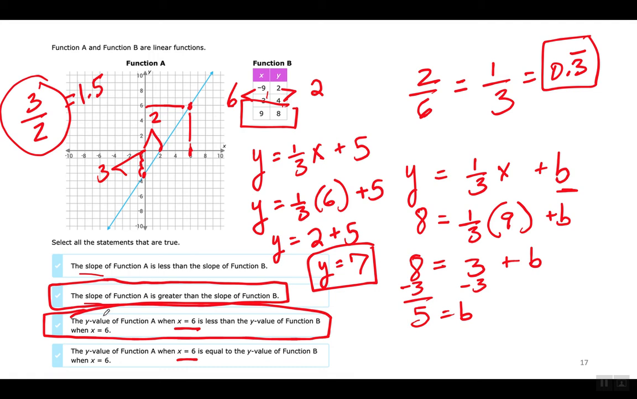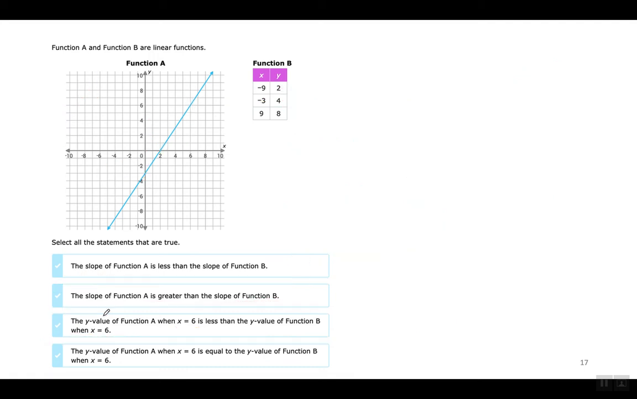El valor de y cuando x es 6 en función A es menos que el valor de y para función B cuando x es igual a 6. Alright, next one.